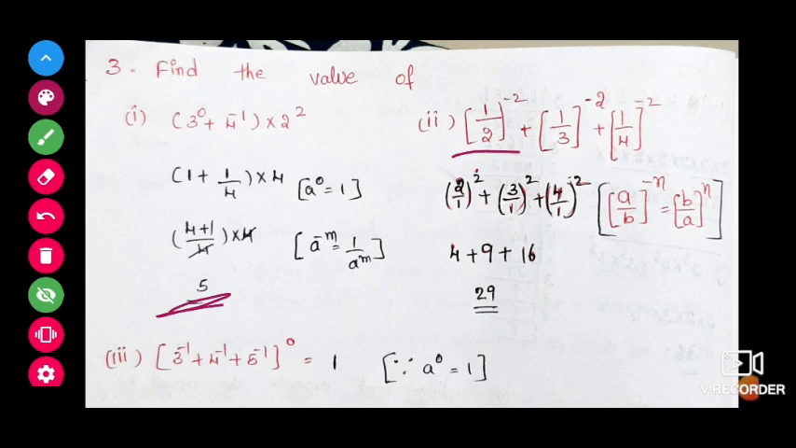Next, here children, if we see 1 by 2 whole to the power minus 2, 1 by 3 whole to the power minus 2, 1 by 4 whole to the power minus 2. We cannot proceed with the negative exponent. So first we will convert it into positive. How can we convert? Here is the formula. If it is a by b whole to the power minus n, automatically we can write it as b by a whole to the power plus n. So 1 by 2 whole to the power minus 2, we can write as 2 by 1 whole to the power 2, 3 by 1 whole to the power 2, 4 by 1 whole to the power 2.